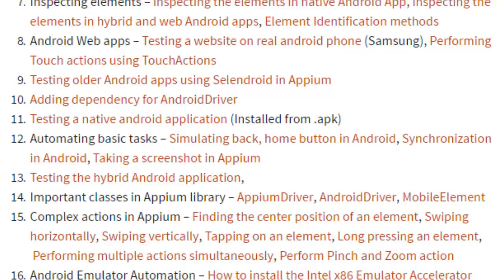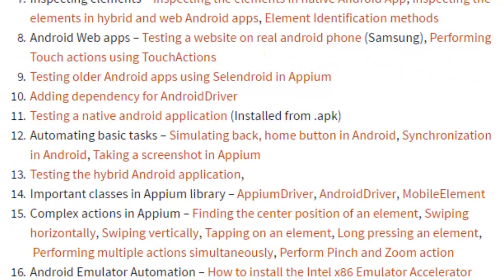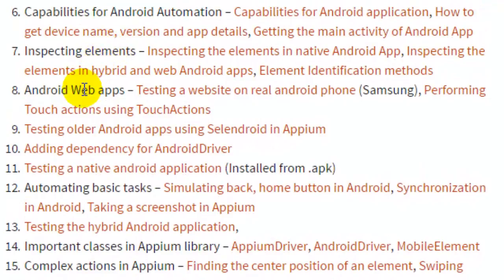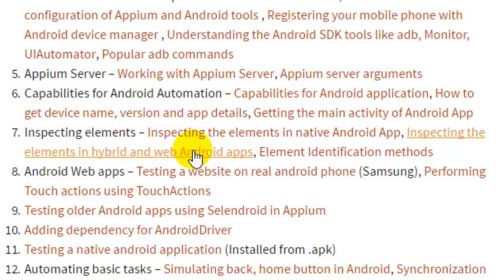In this video I'm going to explain how you can... this is part 2 of the Appium tutorial. In this tutorial I'm going to explain the capabilities for Android automation, how to inspect elements, how to automate web applications, and then how to automate native applications and hybrid applications as well. So let us start with these capabilities.